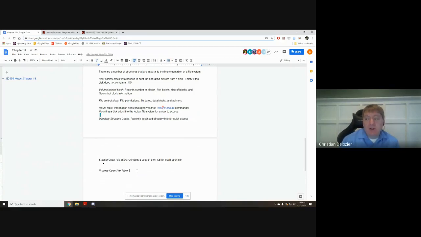And then we have the process open file table, which contains a pointer to the system-wide open file table for all open files in a process. This contains read and write pointers for each file, and we call these entries, entries in the open file table, file descriptors.